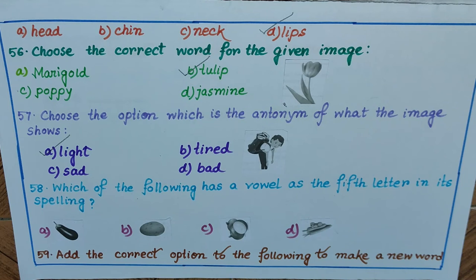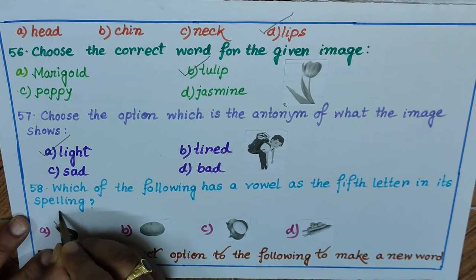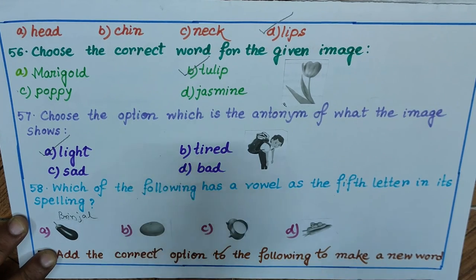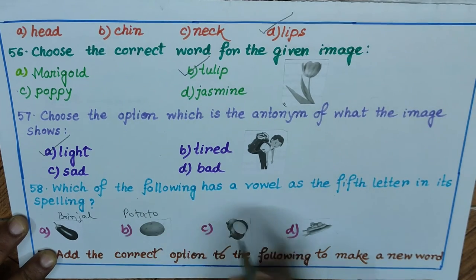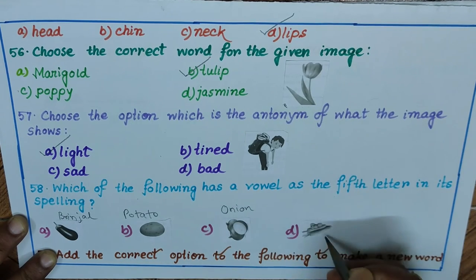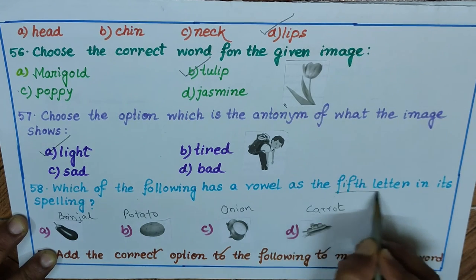Question 58. Which of the following has a vowel as the fifth letter in its spelling? So let us see the spellings of the word. This is brinjal. Brinjal spelling is B-R-I-N-J-A-L. Next is potato. So let me write the spellings. B-R-I-N-J-A-L, brinjal, this is potato, P-O-T-A-T-O, this is onion, O-N-I-O-N, and finally carrot, this is carrot, so C-A-R-R-O-T.